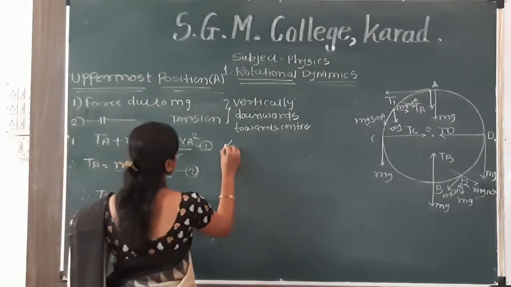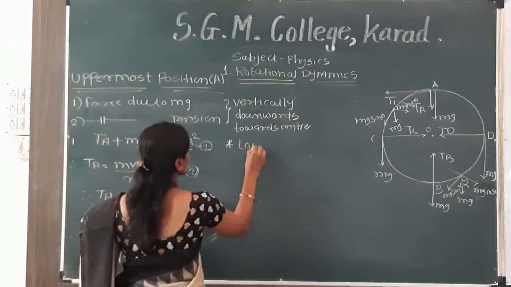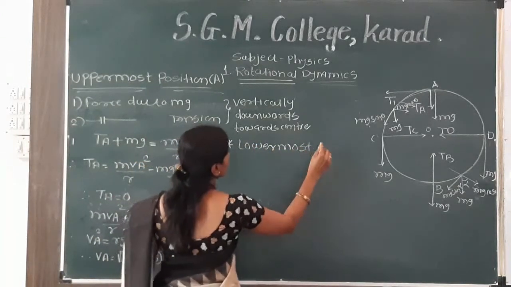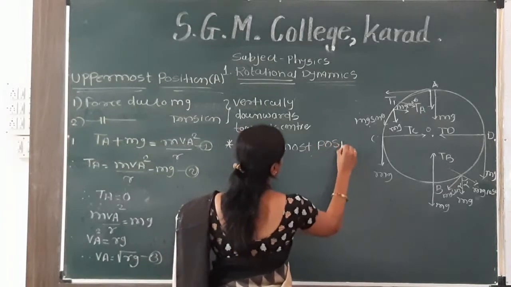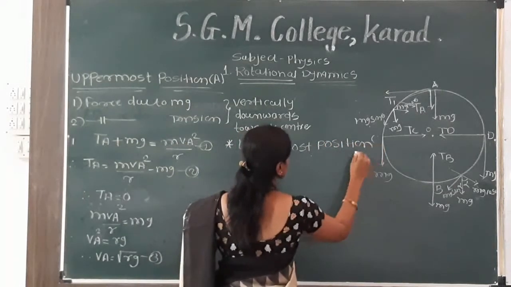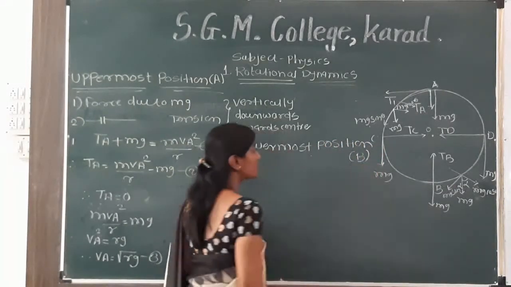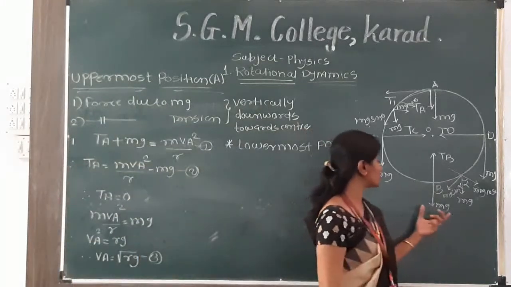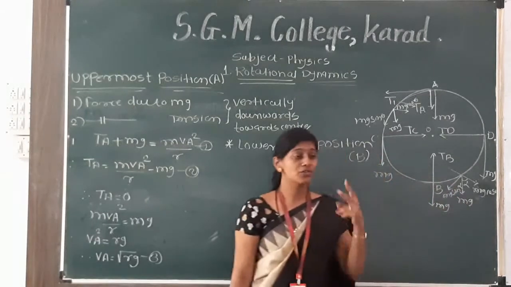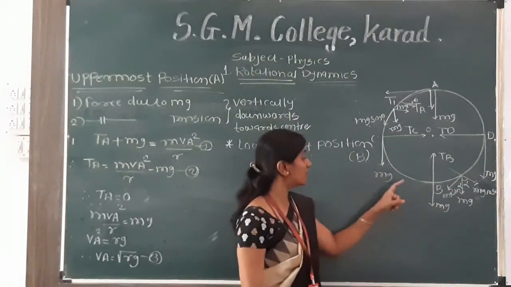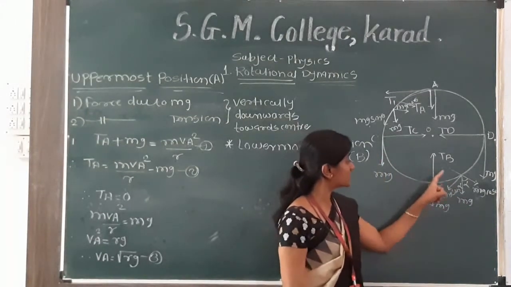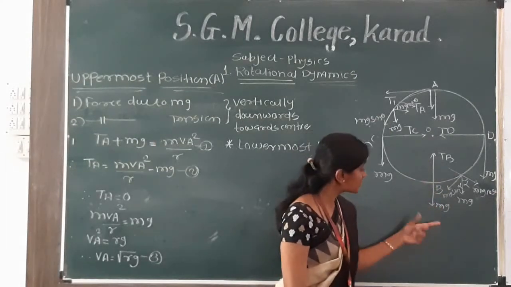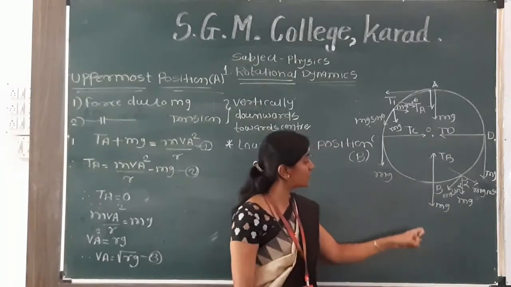Second is the lowermost position. The bob is going to perform the vertical circular motion. So here B is the lowermost position of the bob. At position B, two forces are acting on that bob. First is the force due to tension. It is directed vertically upward toward the center, and the second force is due to mg. It is directed vertically downward.